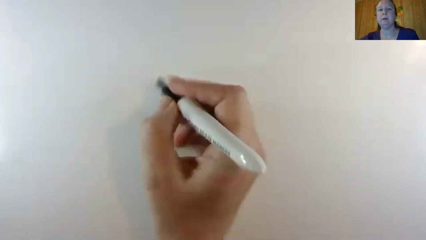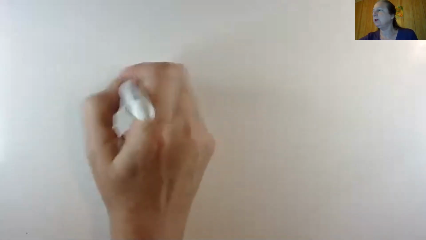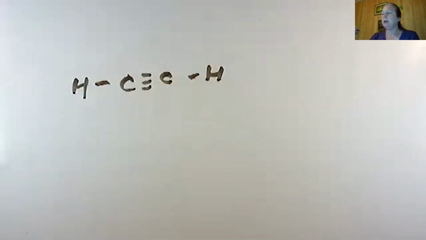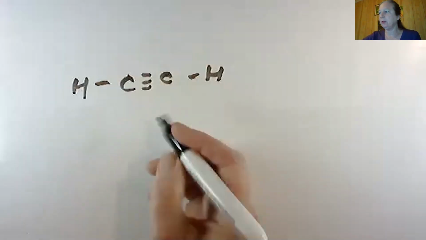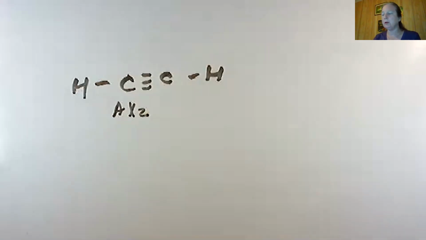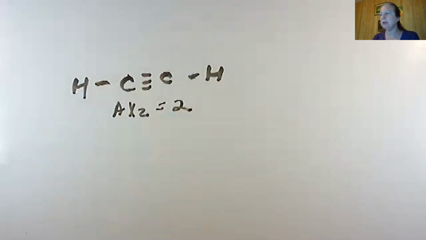So acetylene, also called ethine, acetylene is the common name. It's acetyl. So the carbon has a triple bond and one H on each end. So the AXE of each of these carbons is the same. For this carbon, it's an AX2. There are no unshared pairs. That is an electron group of 2. This is linear. That is the electron group arrangement, and it has to be the shape. That's the only option.